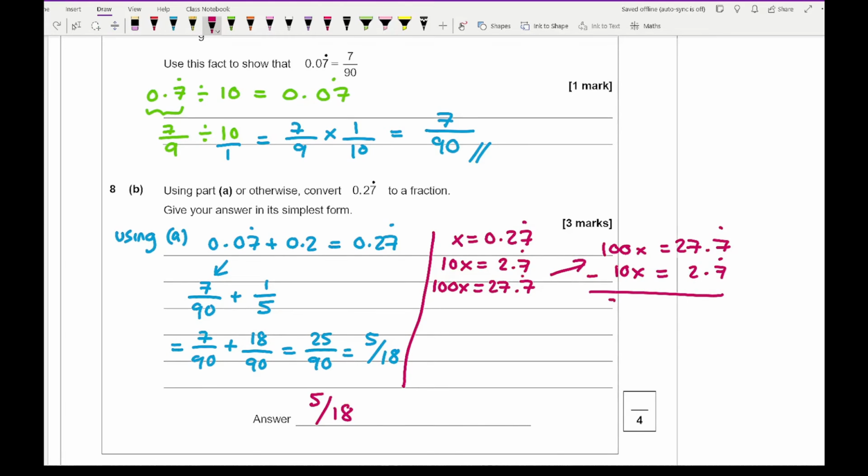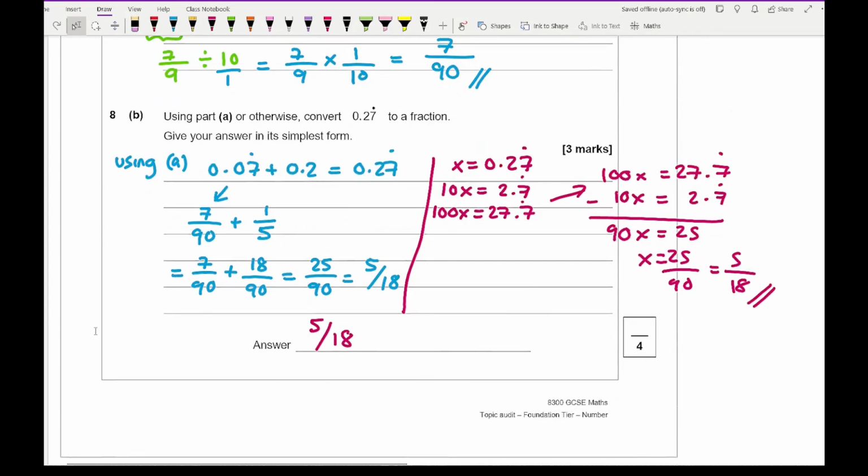Take the two things away and end up with 90x equals 25. So x equals 25 over 90, which simplifies to give me 5 over 18, which is my correct answer. And the same answer. That's two ways of answering that one question.